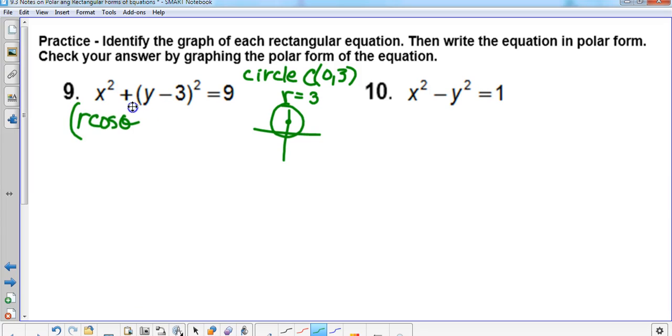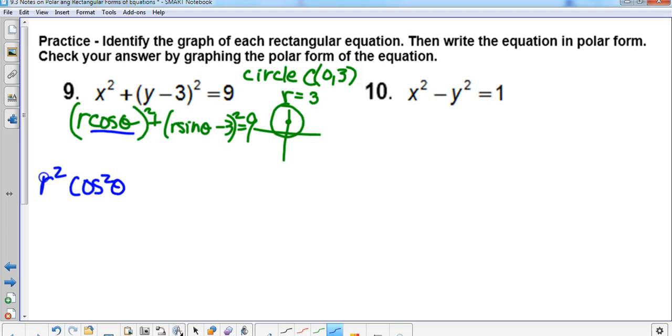Okay, but we're going to replace this with r cosine theta, and we're going to square it. And this is going to be r sine theta minus 3 squared equals 9. Remember, cosine theta is all one function, right? So when we square it, we just get a cosine squared. It doesn't square the theta. So it's r squared cosine squared theta.